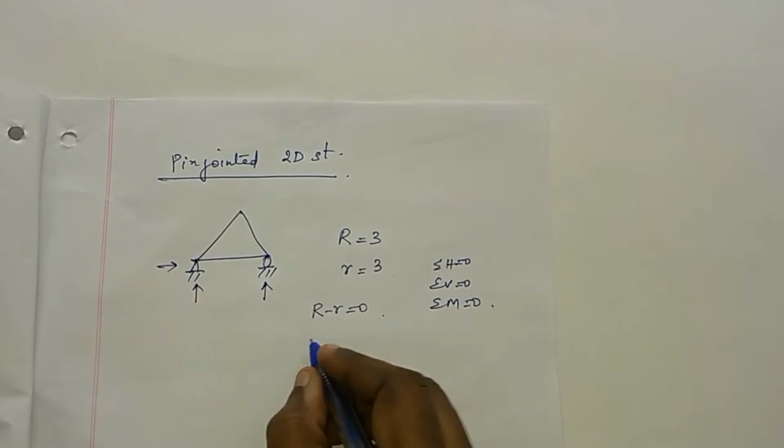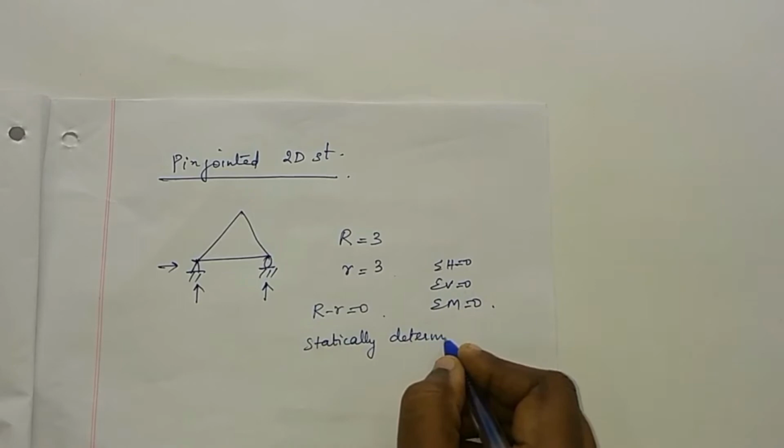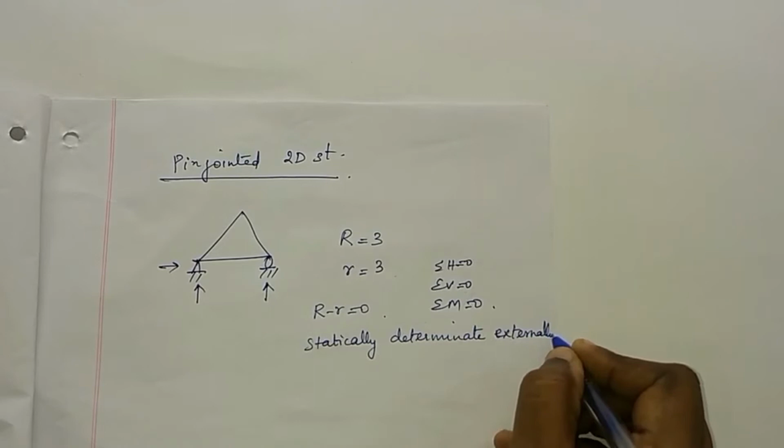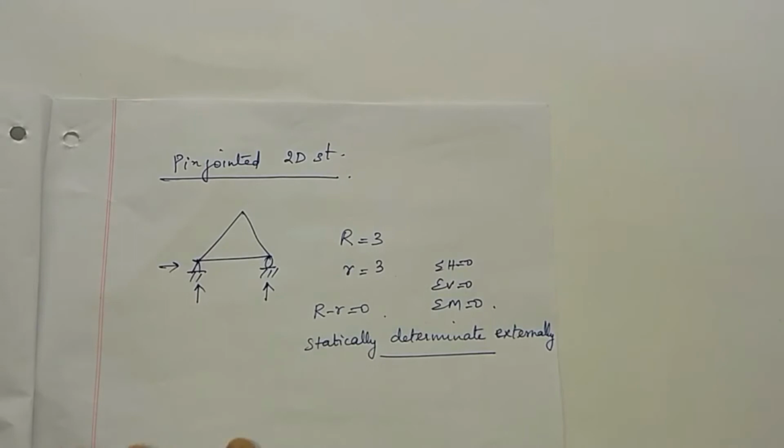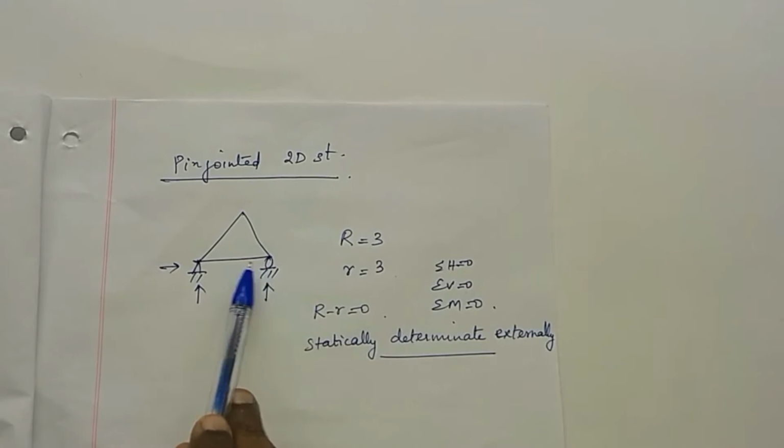determinate, externally. Since it is 0, I tell it is statically determinate externally. Internally, it has more than one member; if I'm going to have just one member like this, I tell it is an open structure, as we have learnt already.